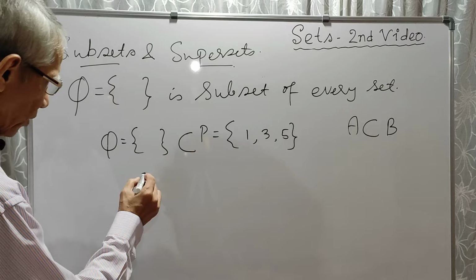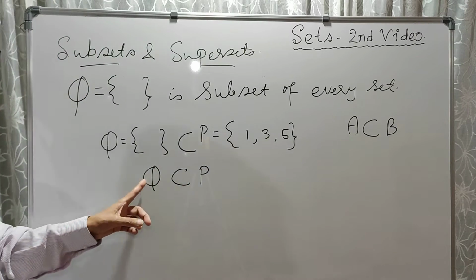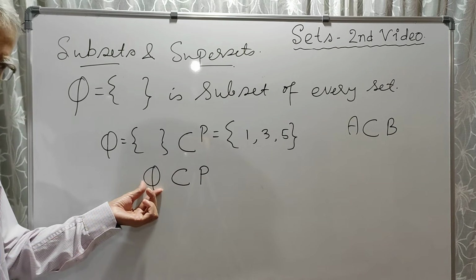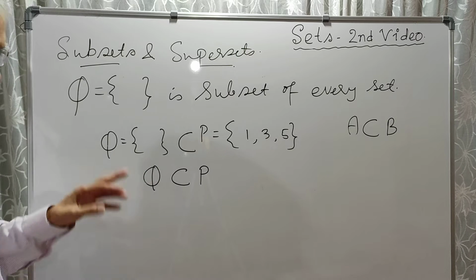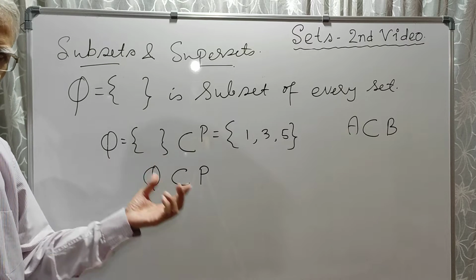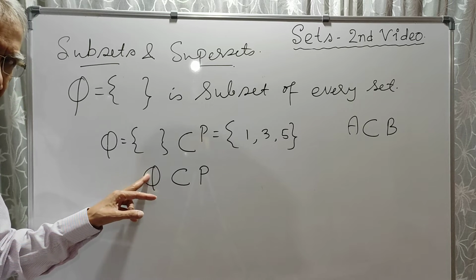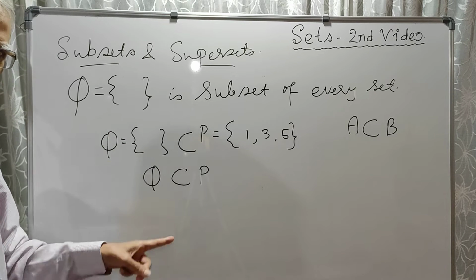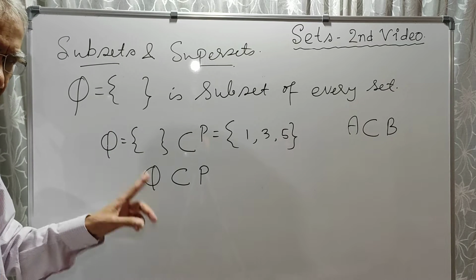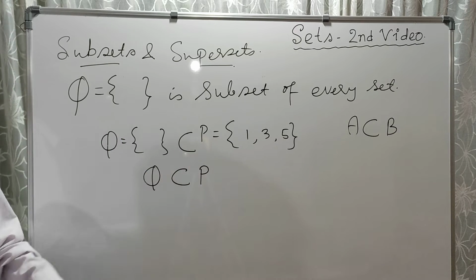So why is phi a subset of every set, suppose P? Because phi does not contain any element which is not present in P. Now this phi, the null set, has no element. So that no element, how can it be present in P? Therefore, that statement is true. Again, let me say it. The null set does not contain any element which is not present in P. Therefore, the null set is a subset of P.